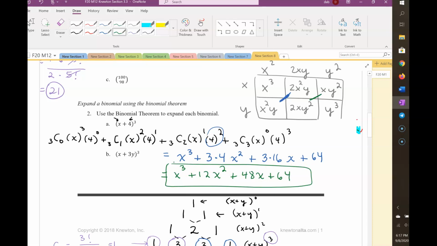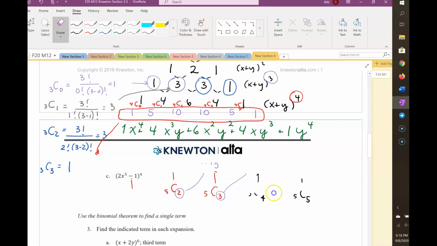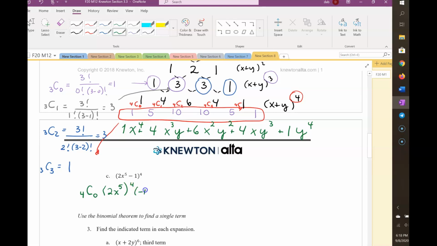And when it's only to the power of 3, you probably could do it by hand just about as fast. But what if the power was 12? Wow, I'd way rather do it this powerful way, where we save a lot of work for ourselves. So now let me look at one more that has a negative in it, to make sure we've done an example like that. And this is to the power of 4. So I know I'm going to have 4 choose 0. And then the 2x to the 5th power is going to be to the power of 4. And the negative 1 is going to be to the power of 0.